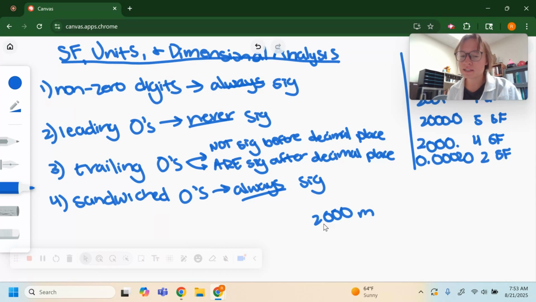And suppose that I wanted to write this number, 2,000 meters, with 2 significant figures. Well, you could see how this is going to be really tricky, because if I put a decimal place right here, that would make it 4 significant figures, which is not what I want.